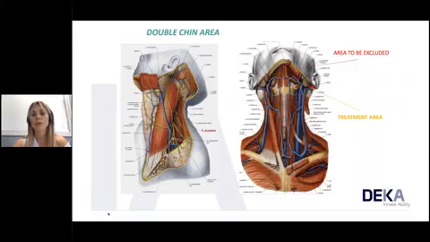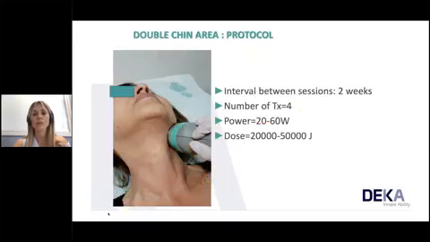This is the area to treat, the area to be excluded. The interval between sessions is normally 2 weeks. We normally perform 4 treatment sessions. The power can range between 20 and 60 watts, and the dose between 20,000 joules and 50,000 joules.